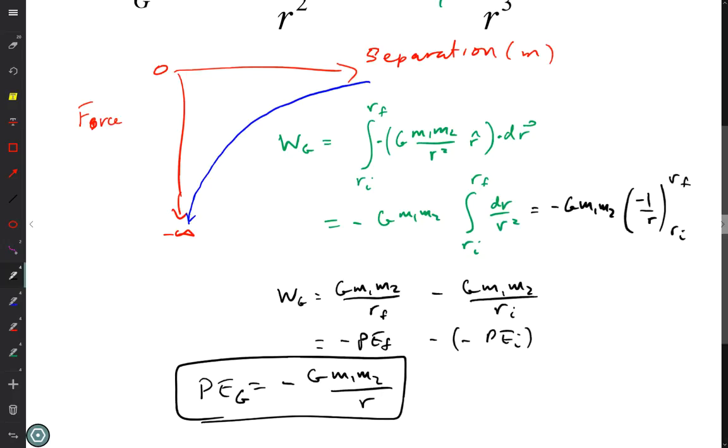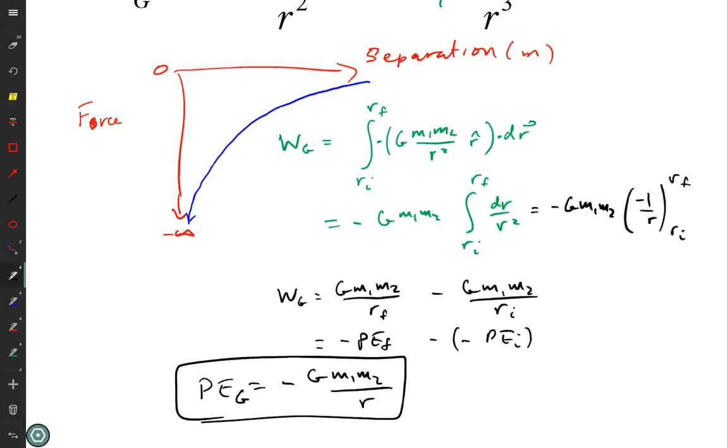I usually use a capital G to mean using Newton's universal law of gravity that has a capital G in it. I use lowercase g if I'm using mg, which has a lowercase g in it. So this is my potential energy equation.